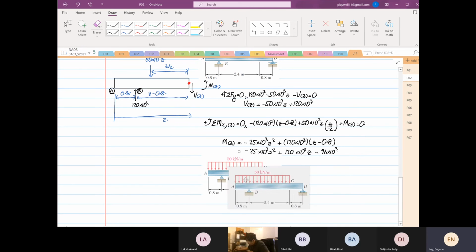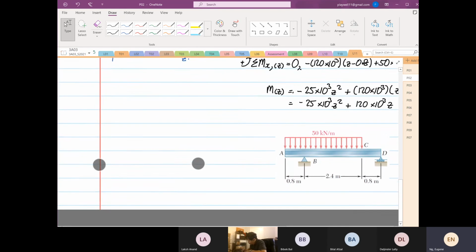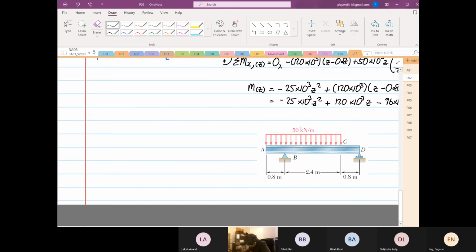Rather than doing everything the same, you can look at it as a way to reduce the number of errors. I will show you what. So at point C, where you have x is equal to 0.8 plus 2.4 is equal to 3.2 meters. Okay, so we are going to analyze from right to left. Let me show you what I mean.